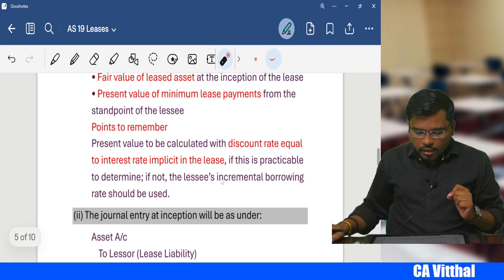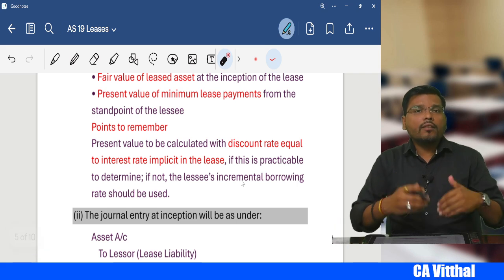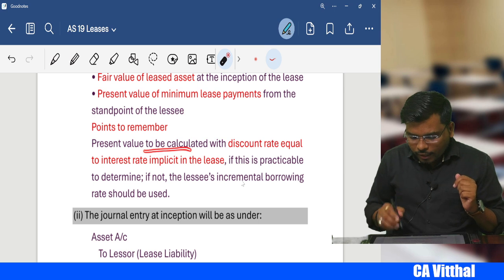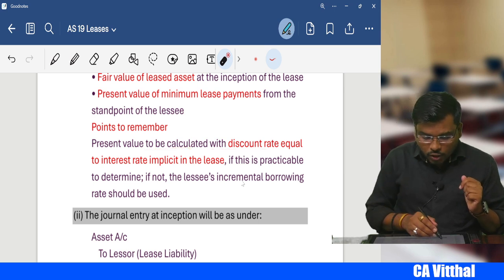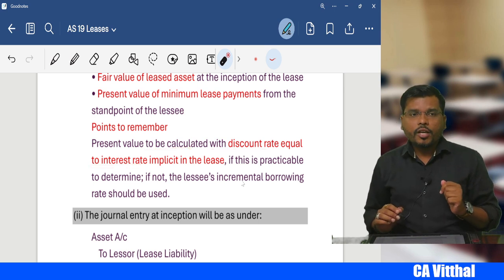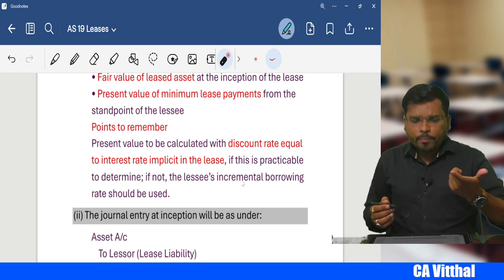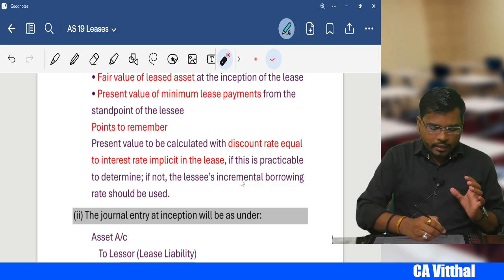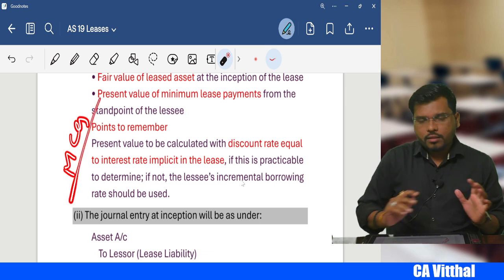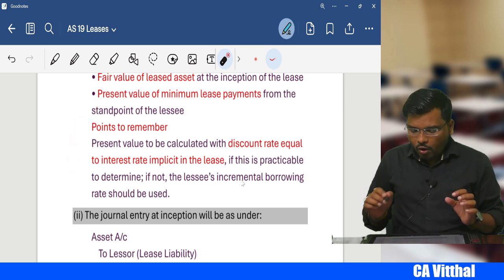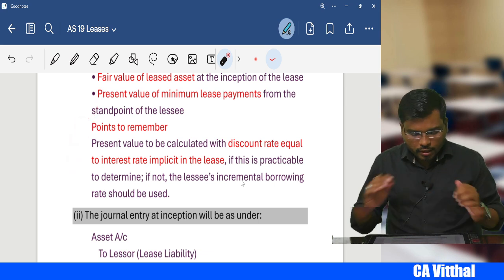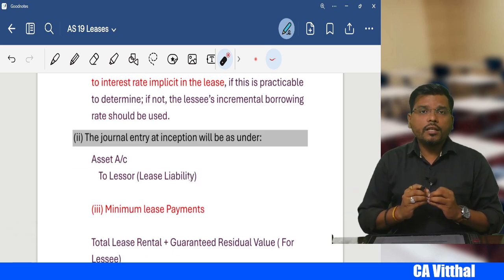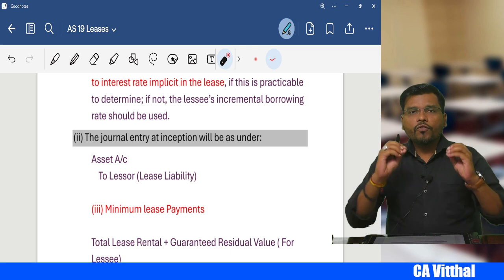But which rate of discount should we apply, sir, to calculate the present value? They said to calculate the present value with a discount rate equal to the interest rate implicit in the lease. If the interest rate is not applicable, then you can use the incremental borrowing rate. In exam MCQs they may test this one. So, interest rate or incremental borrowing rate, right, my dear students? I hope you understood the accounting treatment in the books of the lessee in case of a finance lease.